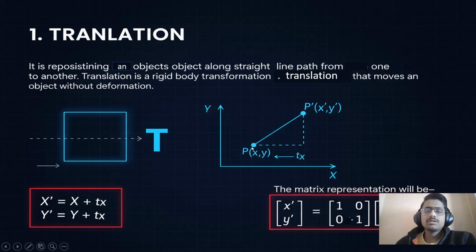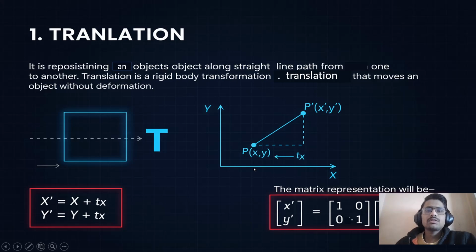We are changing the object from point P to the new point P dash. The old coordinates are x, y and the new coordinates are x dash, y dash. The distance in x direction is tx and in y direction is ty. So here is the formula for obtaining new coordinates: x dash is equal to x plus tx, y dash is equal to y plus ty. Here is the matrix representation of this formula: x dash, y dash is equal to the identity matrix of 2 by 2 times x, y plus tx, ty.